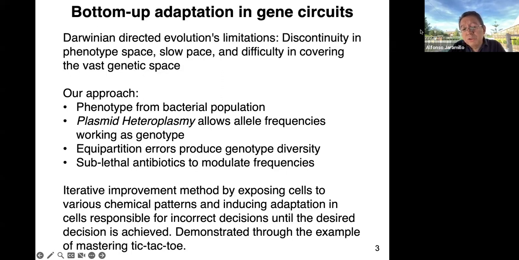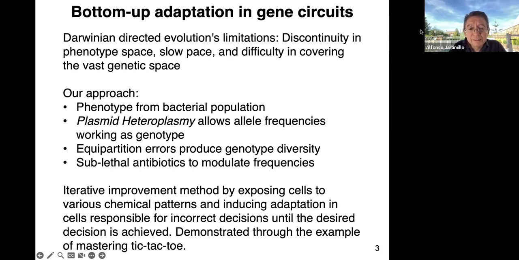Okay. Then we are going to use sublethal antibiotics to modulate the frequencies of these alleles. In fact, this is a selection not for killing, but by making some cells grow less well than other cells. And then at the end, you have the proportion of some cells that are enhanced and increased, and in this way you modulate this genotype. Okay, we'll see all this later.